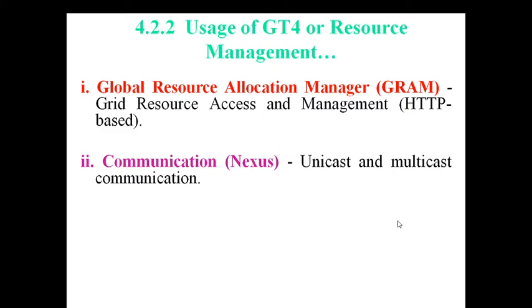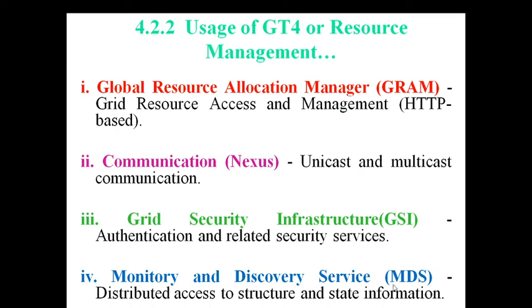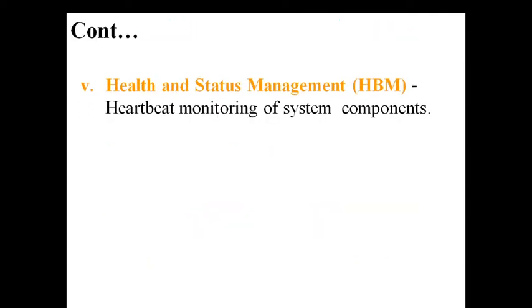So in terms of unicast and multicast, unicast means one-to-one interaction, multicast means one-to-many interaction. Grid security infrastructure is the one which gives the security in terms of encryption, authorization, authentication, etc. Next, monitoring and discovery services. See, for example, you have requested a service which is not available at present in the grid. The MDS will discover that service, okay, whenever it is available and give access to you. That's the main theme of the monitoring and discovery services. See, the names themselves explain their functionality, ma. Don't worry about that. And health and status management.